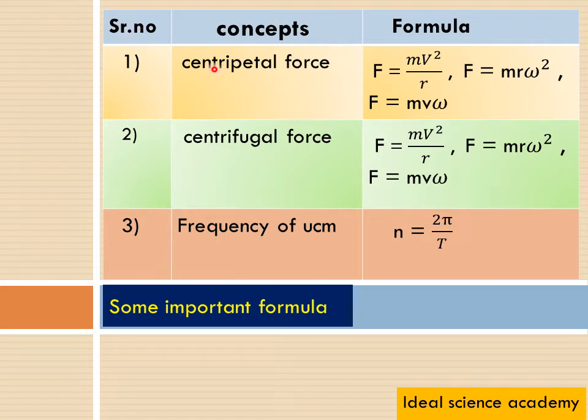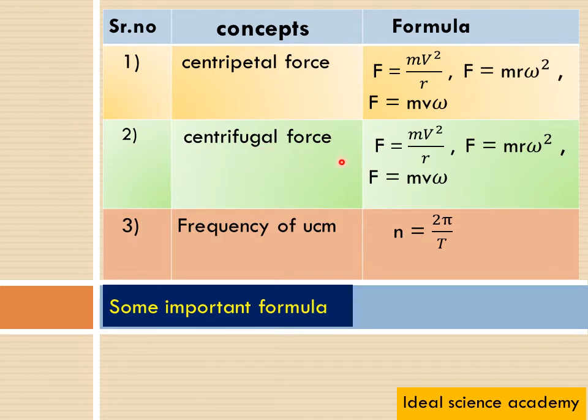So next is centripetal force. F is equal to m v square upon r. F is equal to m r omega square. F is equal to m v omega. So these three are the formulas of centripetal force. And what is the definition of centripetal force? The force which is directed toward the center of the circle. Here m is the mass of the object, v is the linear velocity, r means radius, and omega means angular velocity.